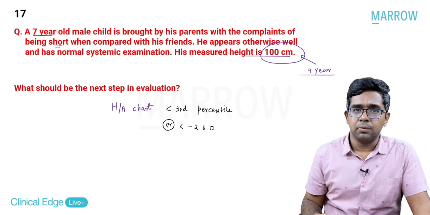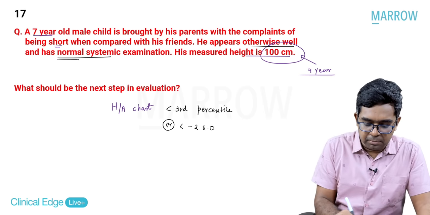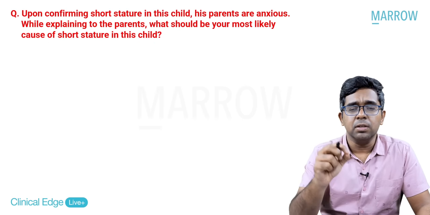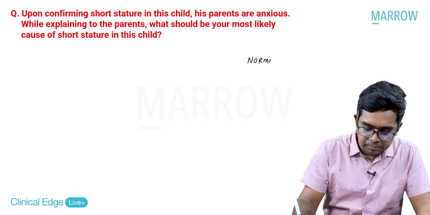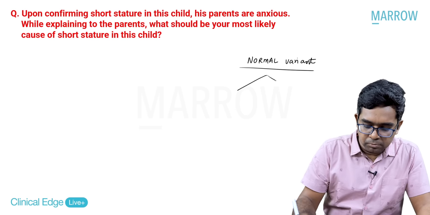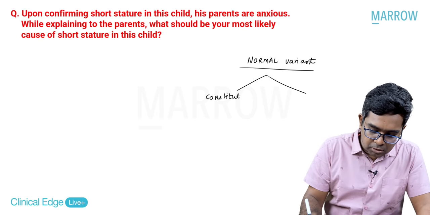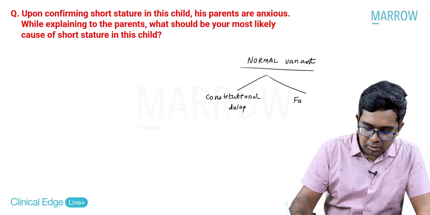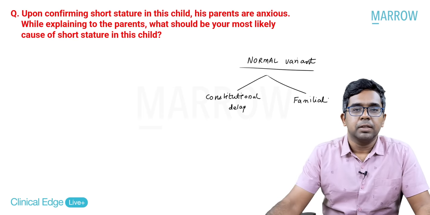Now, I will take you back to the question. It's already written, child appears otherwise well and has a normal systemic examination. So for all likely possibility, is this going to be a normal variant or a pathological variant? First of all, it is likely to be a normal variant. And in the normal variant, there are two types. What are the two types? One is the constitutional delay. Another one is familial short stature. Now, both are possible in this particular child itself.